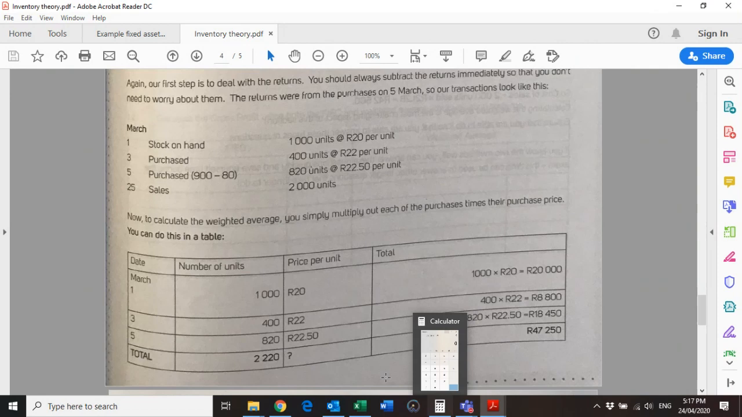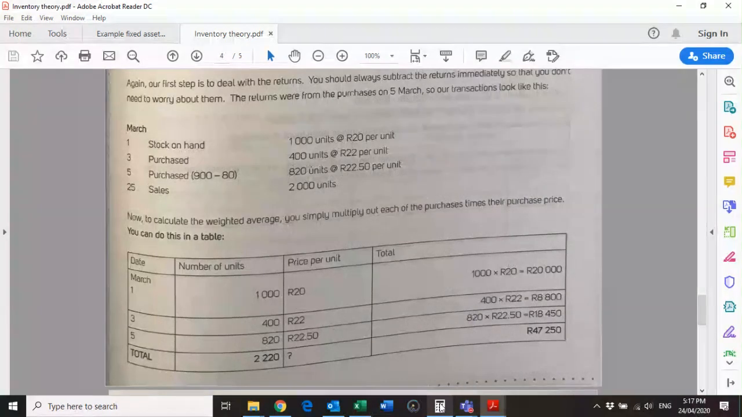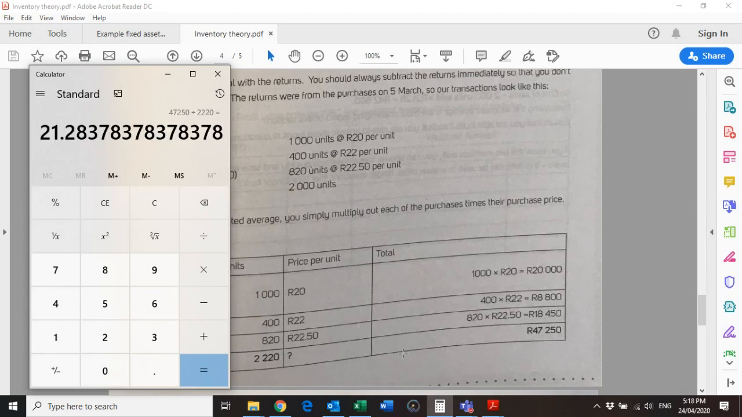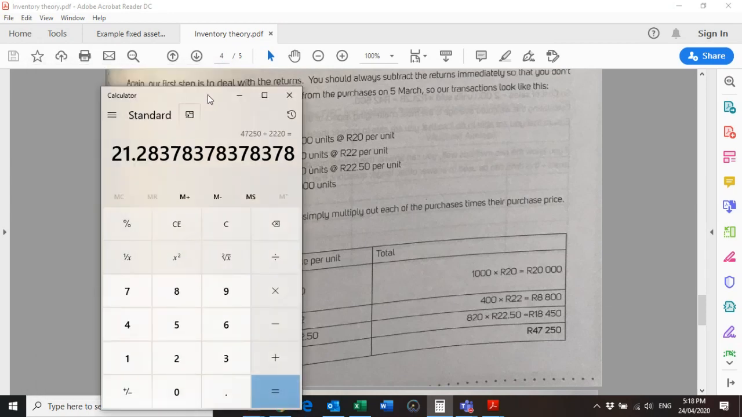Now we want to work out what my price per unit is. This is very easy. All you do is say my total. How did I get my total? Exactly like we did here. We said our 20,000 plus our 8,800, so that's going to give me 28,800, plus 18,450. And I'm going to divide this by the 2,220 units that I have at year end. So this is going to give me a stock value of 21 rand and 28 cents. Okay, are you with me?